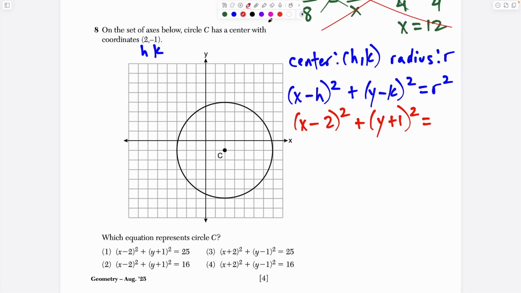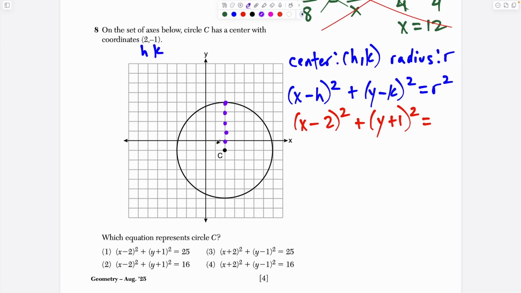But now I have to find the radius here. So if I look, I'm going to count the space. I could go either north, east, south, or west. So let's say we go in the direction here going north. So I'm going to count up. I'm going 1, 2, 3, 4, 5.